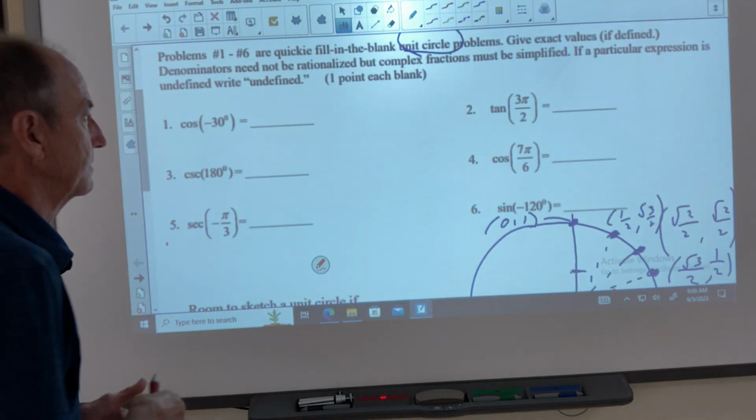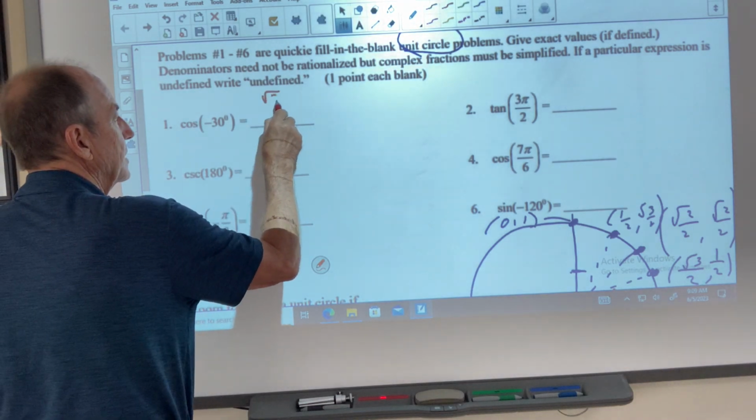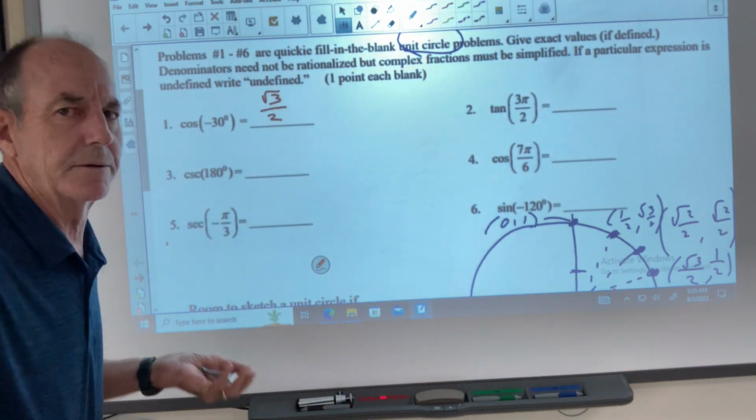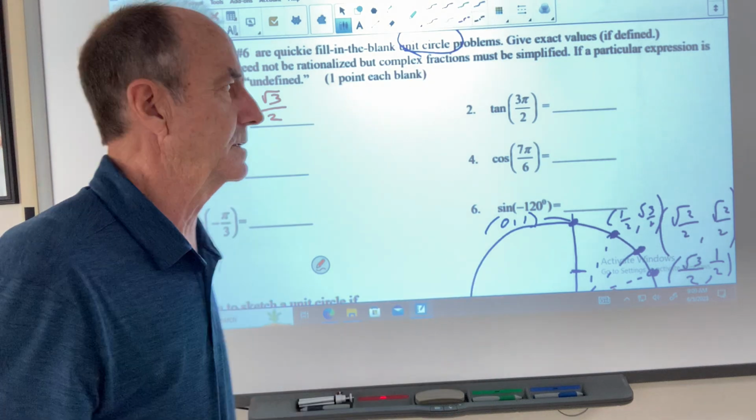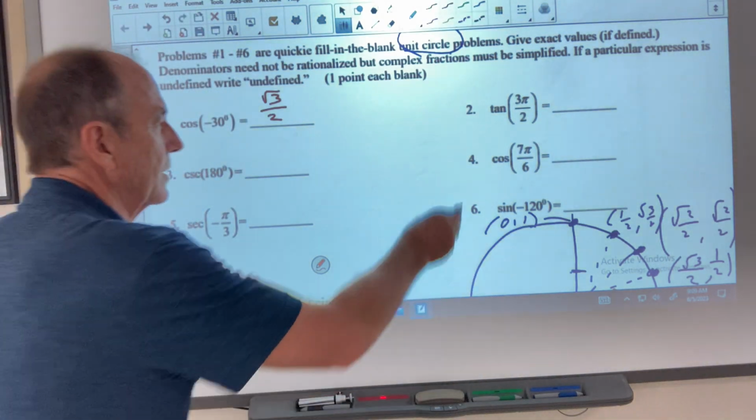So the task was, what is the cosine of that angle? And the cosine was the x value. So square root of 3 over 2. I had a number of people write down minus, but x was not negative. Okay, tangent 3 pi over 2.